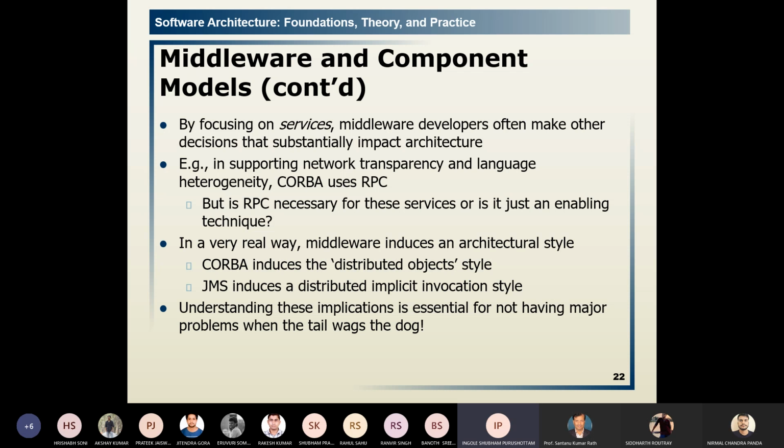Understanding these implications is essential for not having major problems when the tail wags the dog. So here is the important phrase: the tail wags the dog. It's saying that we are changing the middleware so much that it is having an impact on the architecture itself.